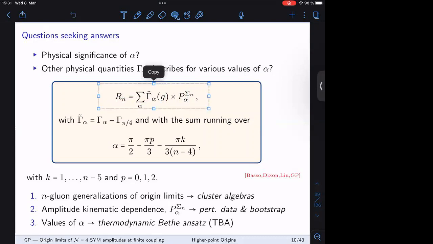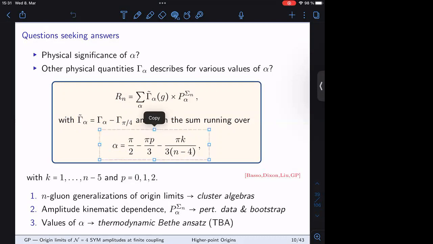The upshot is that we do find that the n particle remainder function has precisely the same form at higher points. We find limits, I should say, where the remainder function, the n particle amplitude, has this precise form, where this is just a simple rescaling or redefinition, like a minor subtraction to get things on an even footing of the tilted anomalous dimension. And these are all the possible values that alpha can take for n particle amplitude.